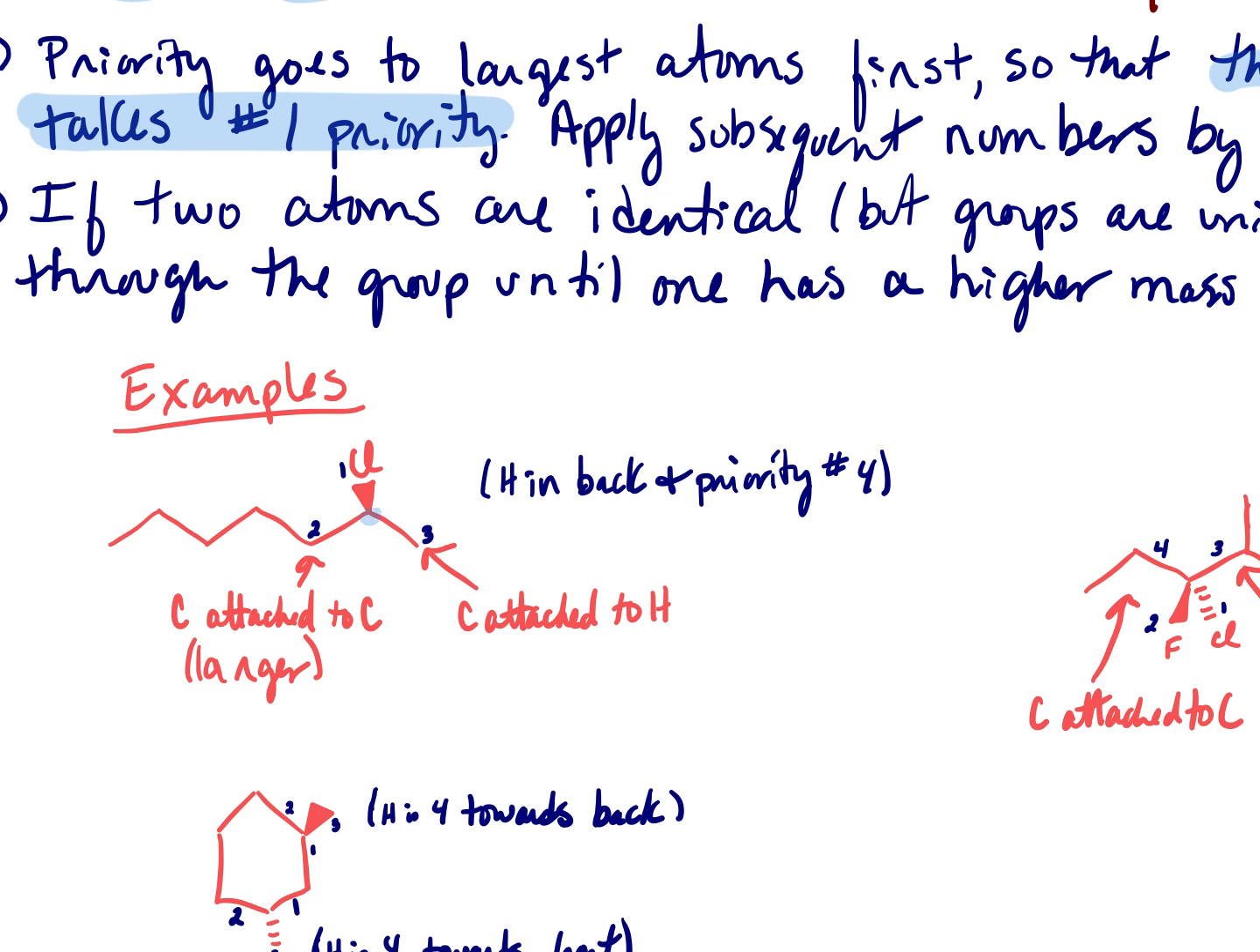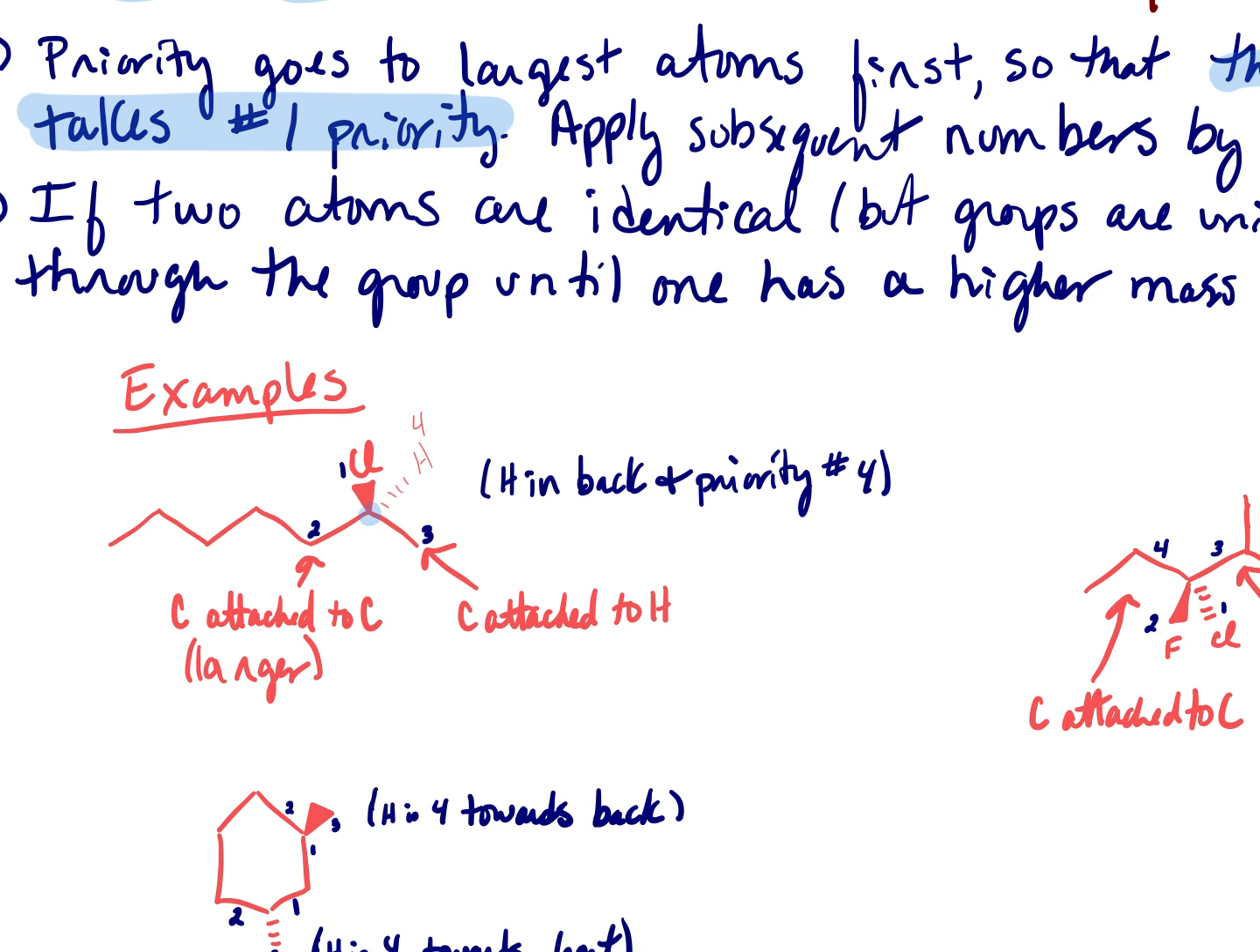This is the stereocenter right here. Keep in mind, just like we saw before, there is a hydrogen in the back. And that hydrogen in the back, he's tiny. He's going to get a number 4. He's going to be left out. Well, chlorine is the biggest atom. So chlorine takes number 1.